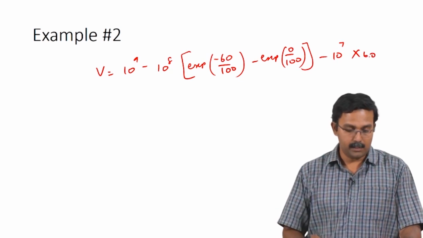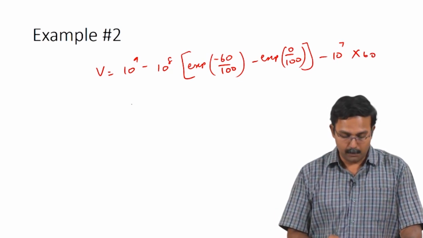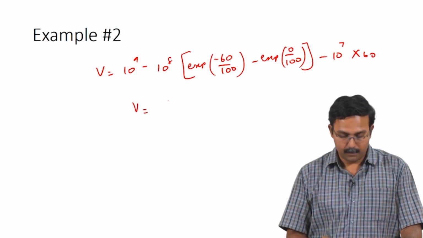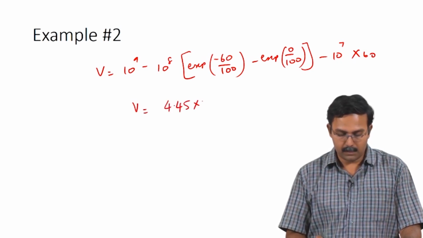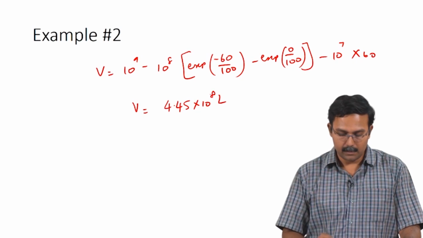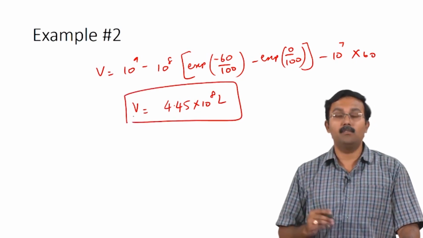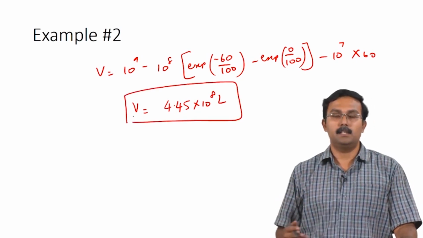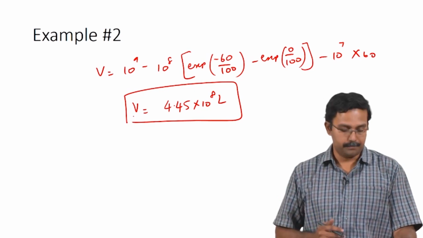You can solve this equation and you will get the value for V as 4.45 times 10^8 liters. So, this would be the final volume of the reservoir after 60 days of drought.